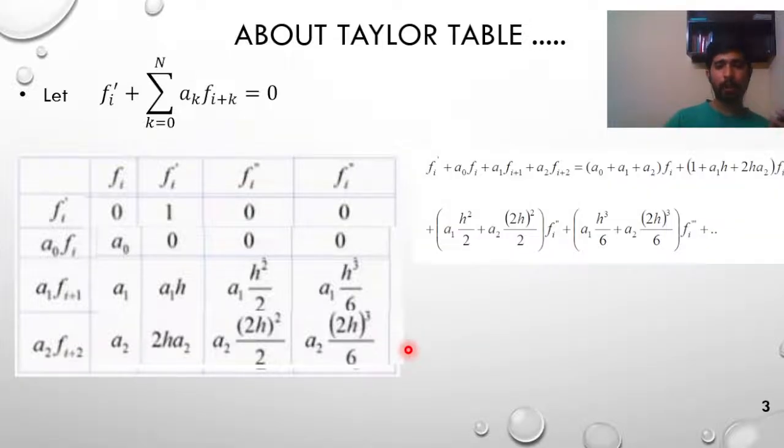So once you construct the Taylor table, the next thing is to find out the expressions for a0, a1 and a2. So what is the main thing which is done here? See, these row values are added together. You can think of it like this. You write some discrete equations, fi dash is equal to fi dash, a0 fi is equal to a0 fi, a1 fi plus 1 is equal to this. You can write down like this. Then you can add up all the equations, and then you will finally get this equation. So fi plus a0 fi, fi plus 1, these things you will get.